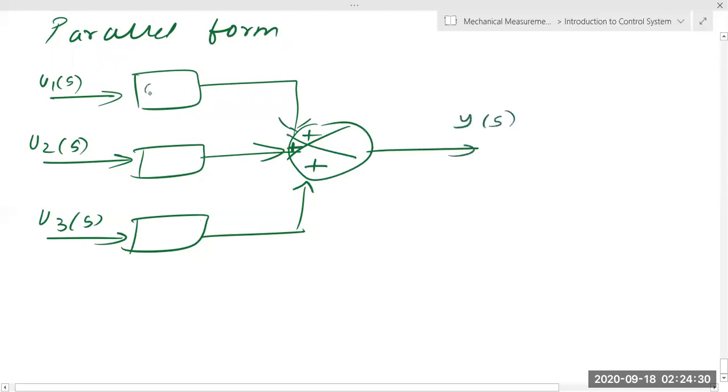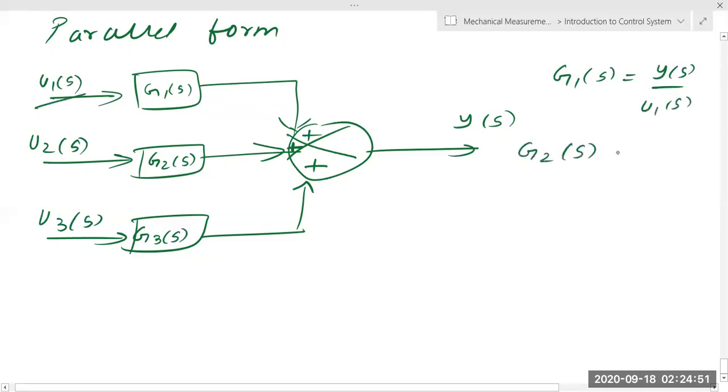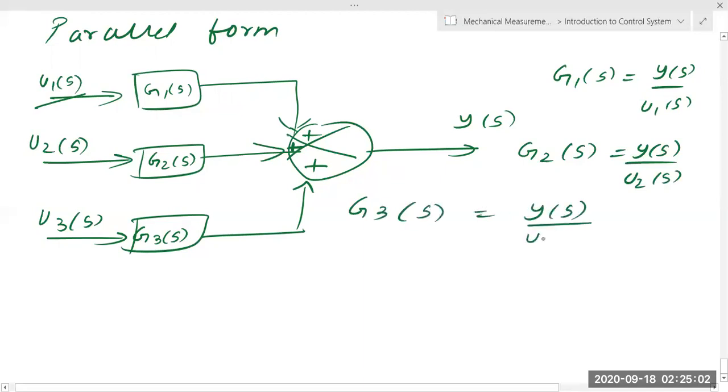Now, suppose this transfer function is called g1 of s, this transfer function is called g2 of s, this transfer function is called g3 of s. Now, what if I tell you to find transfer function g1 of s? It will be output y of s upon the input. What is the input? u1 of s, right? Now, what if I tell you to find g2 of s? It will be output again y of s upon the input u2 of s. What if I tell you to find g3 of s? g3 of s will again be equal to y of s upon the input u3 of s.